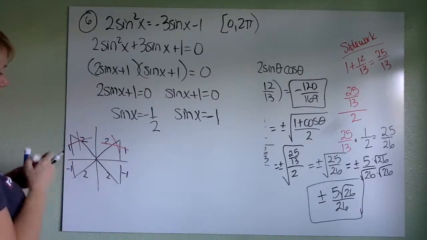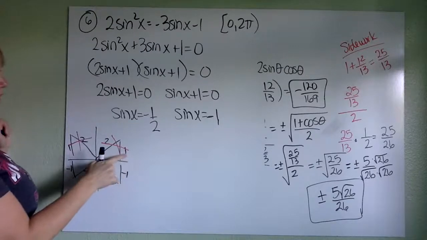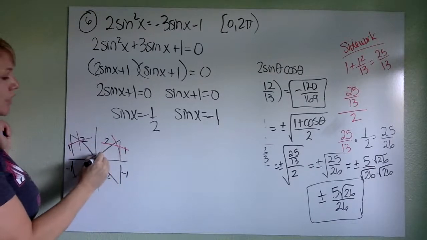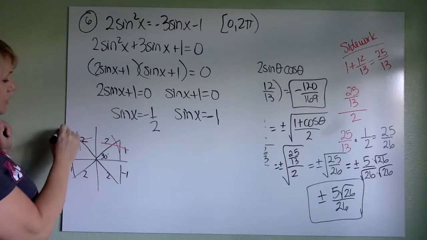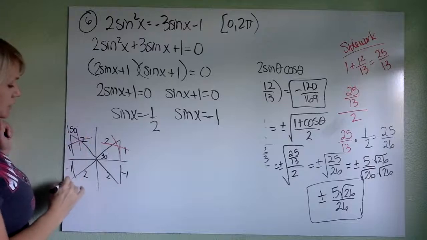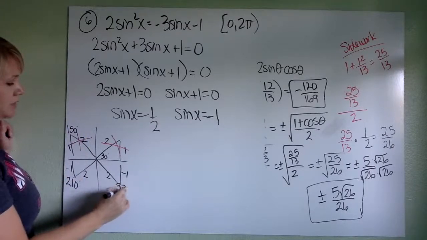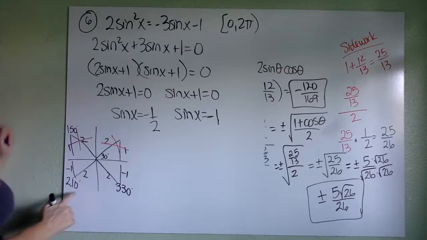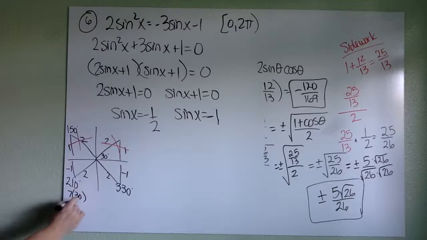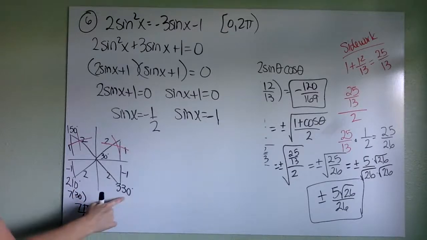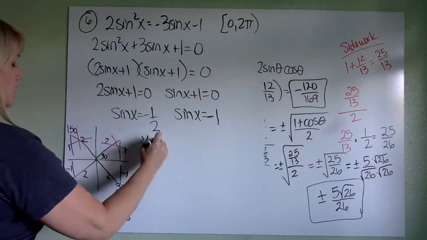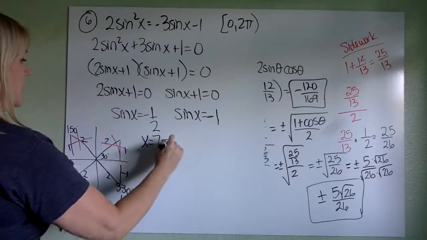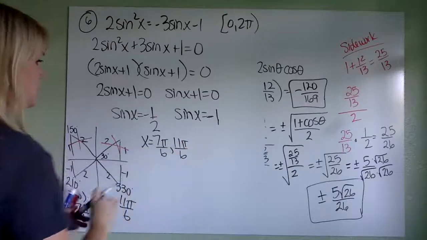But what angle is that? So the triangle with an opposite side of 1 and a hypotenuse of 2 has 30 degrees right there. The square root of 3 would be here. So that means this right here is 150 degrees. This right here is 210, and this right here is 330. So in order to answer this, this is 7 times 30, so 7 pi over 6. This is 11 times 30, so 11 pi over 6. So for this one, my answers would be 7 pi over 6 and 11 pi over 6.